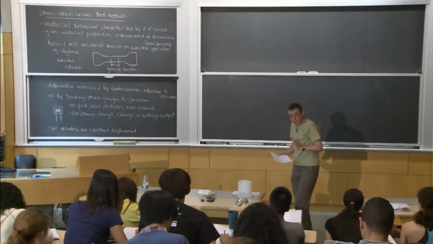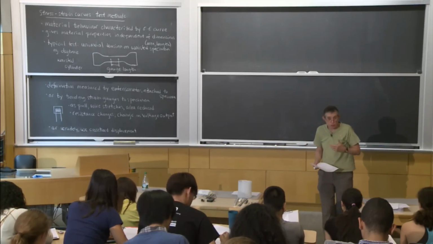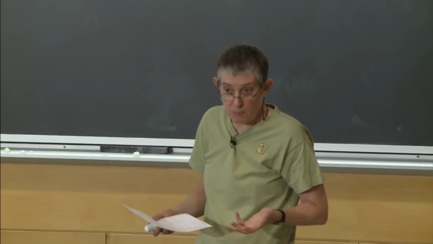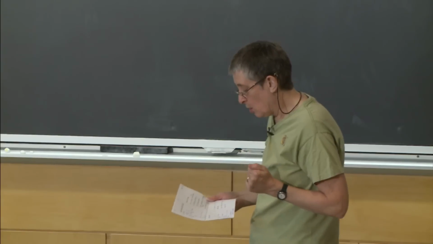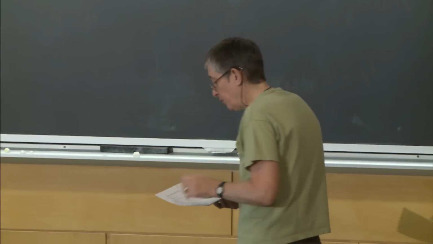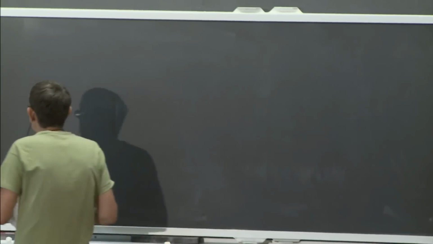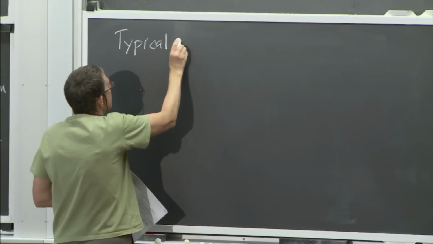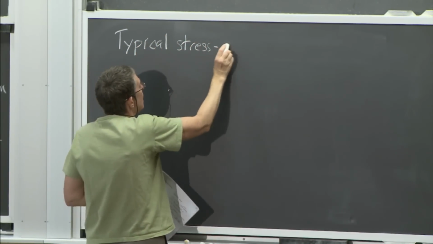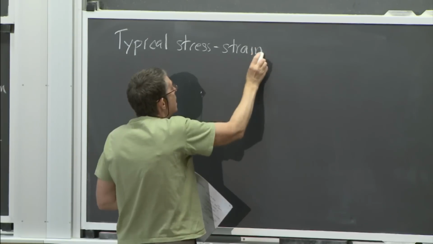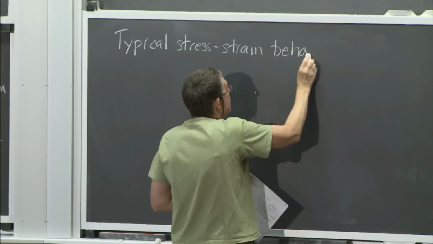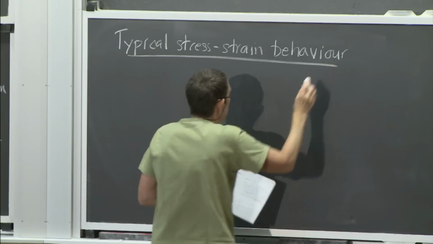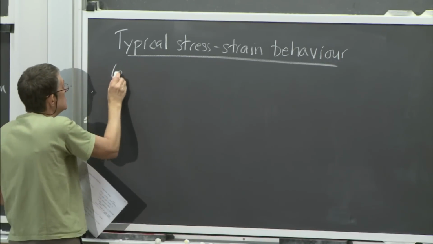Okay, so that's kind of how we set the test up. And what I thought I'd do is just draw some stress-strain curves for different types of materials and define some of the parameters, beyond just the Young's modulus, and show you some of the differences in the types of behavior. So we'll start with metals.